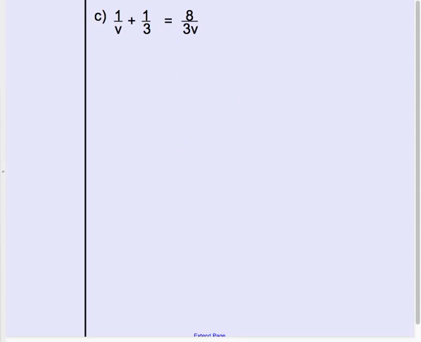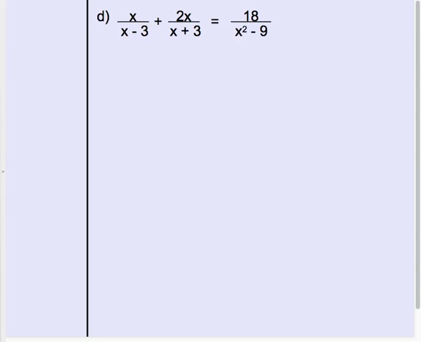This one, again, multiply all terms by the common denominator, which is 3v. My v's cancel on this one, my 3's cancel on this one, and the 3v canceled on that one. So I'm left with 3 plus v equals 8. Pretty simple to solve, subtracting both sides by 3. And again, checking that denominator, v cannot equal 0, so v equals 5 looks good.